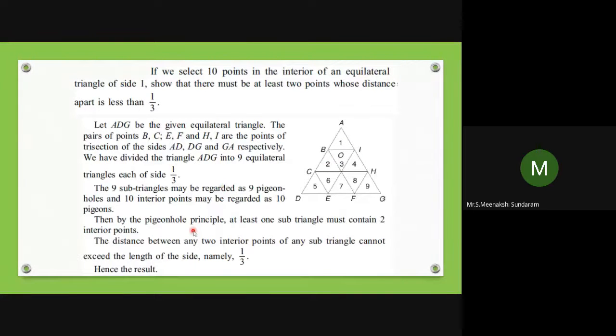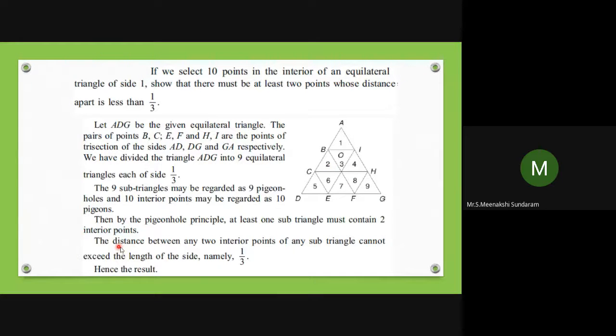Now I put the 10th point. There is no other option; it must occupy one of the triangles already used. I can put it here or any other place. So 2 points are in the same triangle, and the distance should be less than 1 by 3, because all sides of the triangle are 1 by 3. So there is no other way.